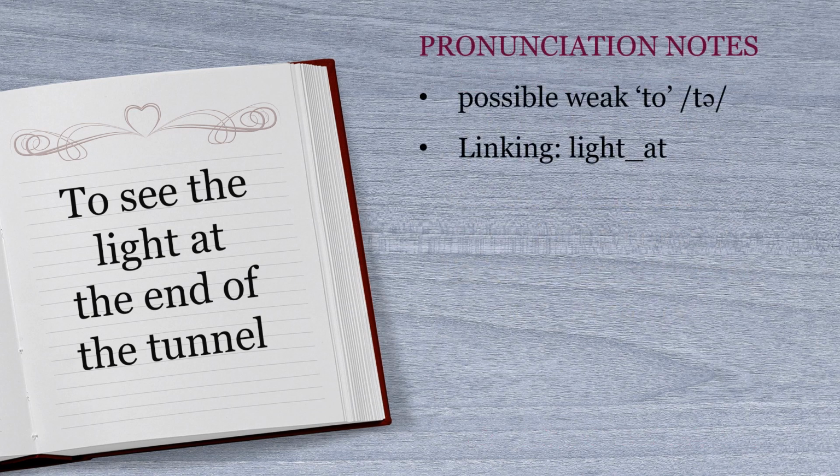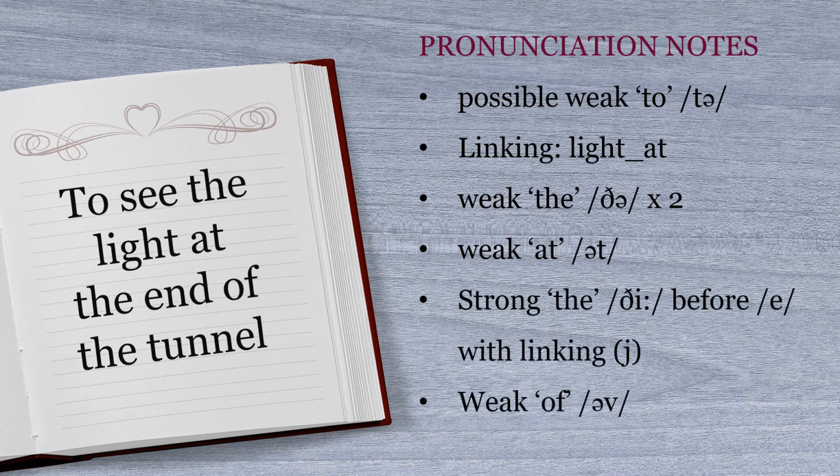So there's a lot happening with speech features in this particular idiom. First, we can have a weak form of to, which is to see. We can have a weak form of the, because light begins with a consonant, so the light. And we can link light and at, light at, or you could even have a weak form at, light at, to see the light at.